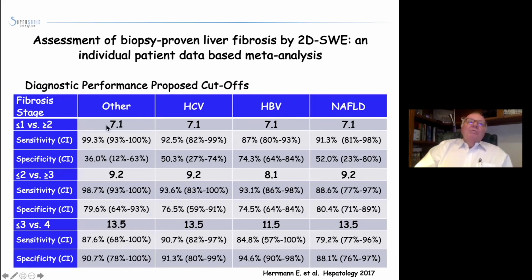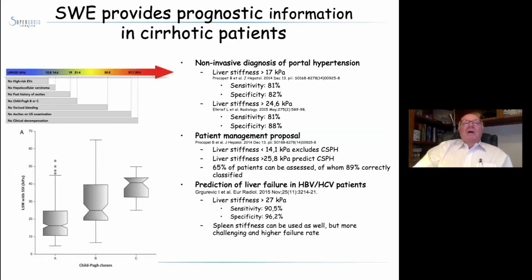to 2, 7.1 kilopascal is the threshold value. From 2 to 3, it's around 9 kilopascal. And from 3 to 4, it's between 12 and 13 kilopascal. Those threshold values are important, because this also helps in non-invasively assessing the diagnosis of portal hypertension, as shown here in this slide in cirrhotic patients.